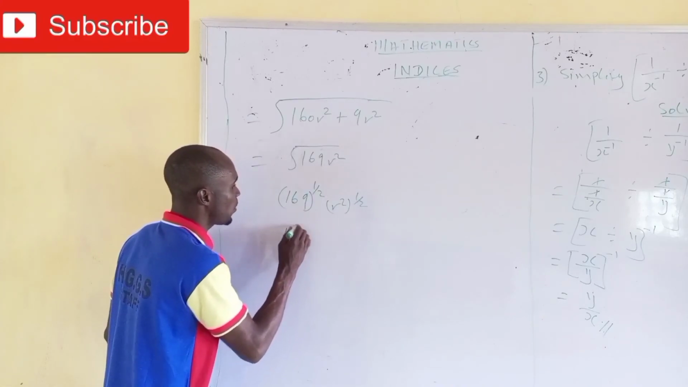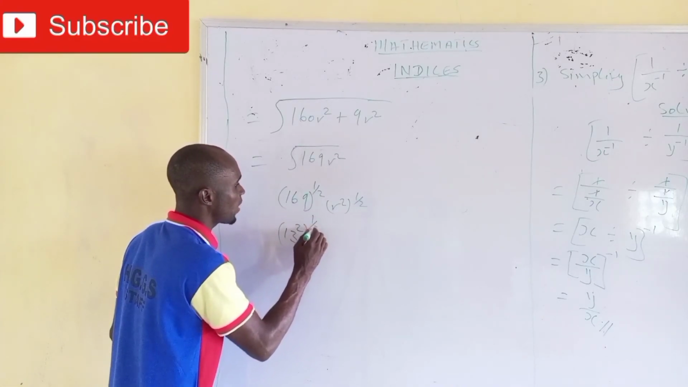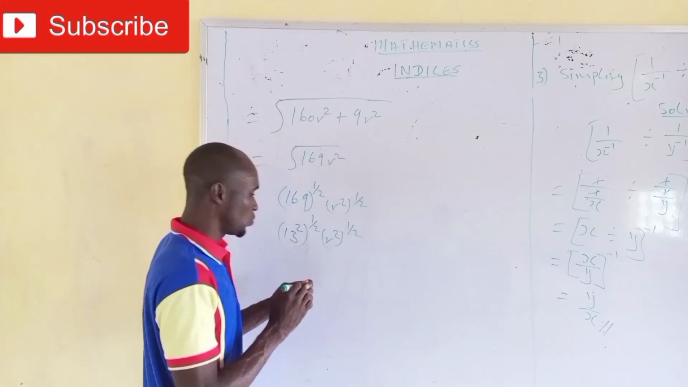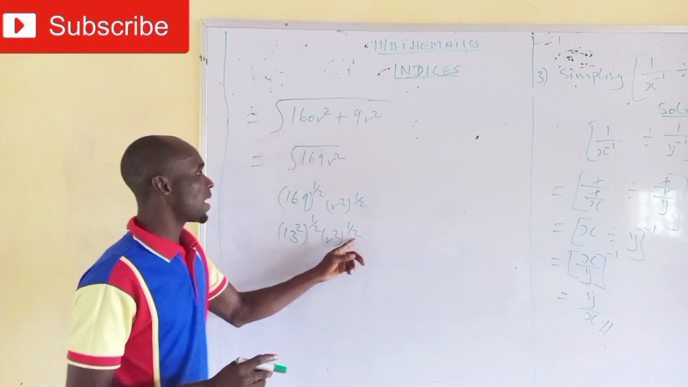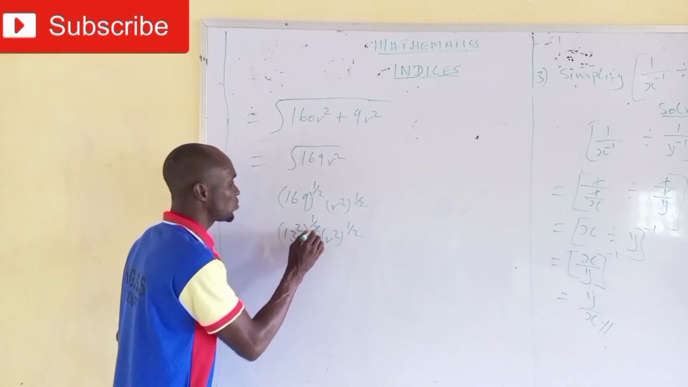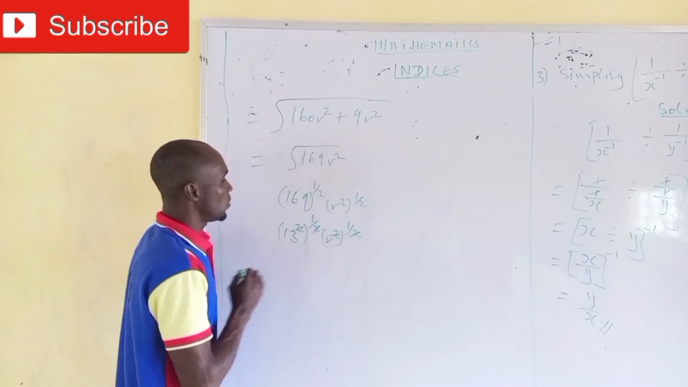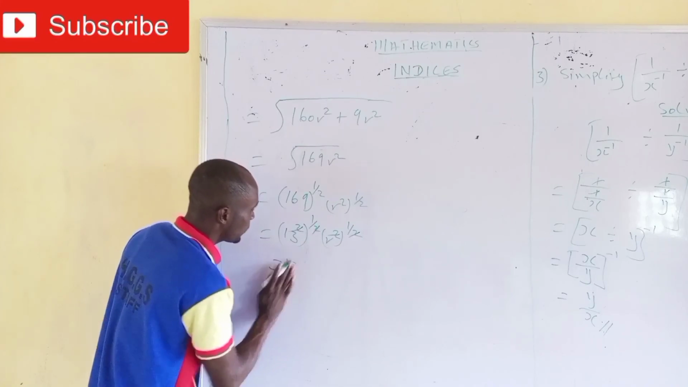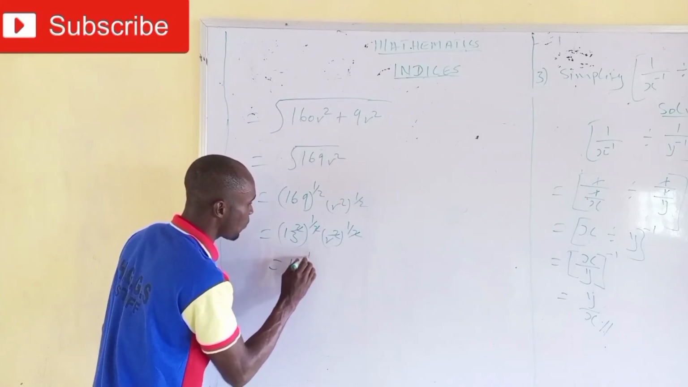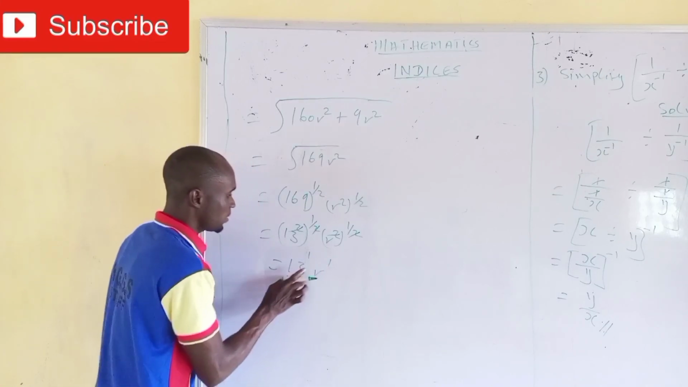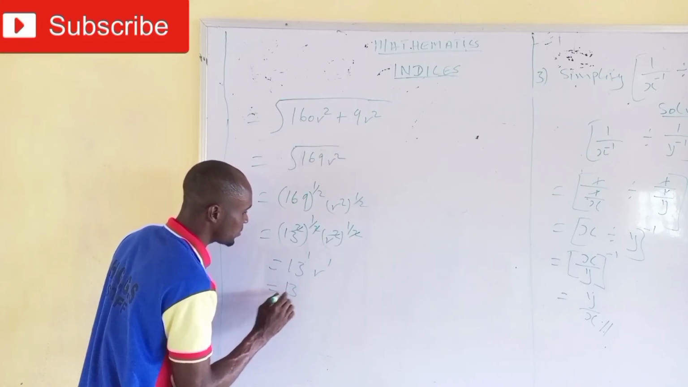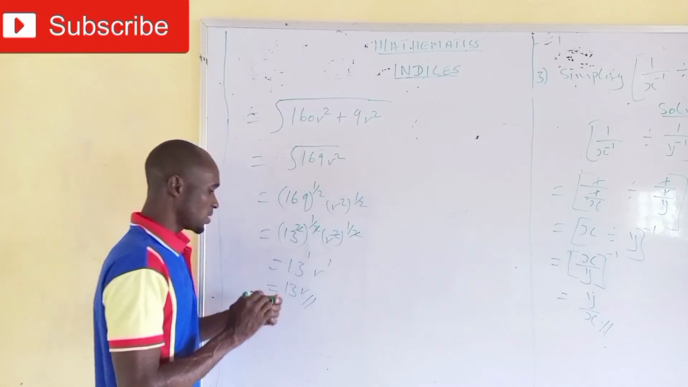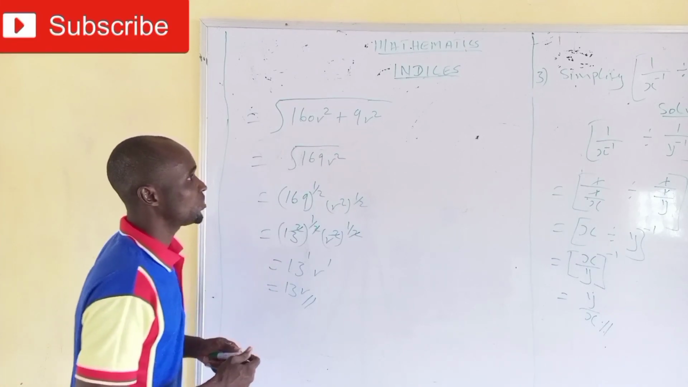So we have 13 raised to the power of 2, open and close bracket, 1 all over 2. Then r raised to the power of 2, open bracket, 1 all over 2. Now looking at the powers, we can cancel out the powers. So 2 cancels 2 and 2 cancels 2. We are now left with 13 raised to the power of 1, then r raised to the power of 1. 13 raised to the power of 1 will give us 13. r raised to the power of 1 will give us r. So this is our final answer on this question.